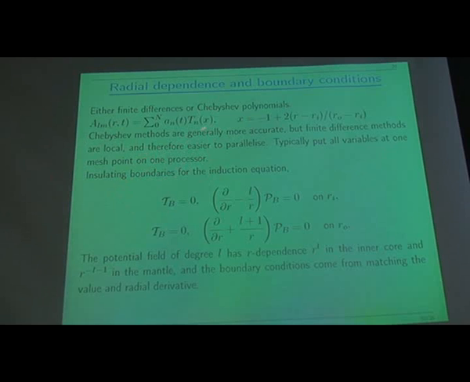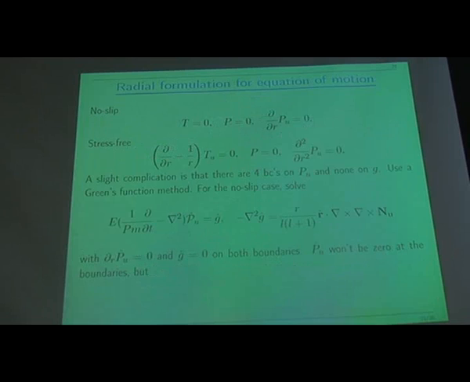So then the insulating boundary conditions, well, the boundary conditions come out really nice on the magnetic field because you've got to just match to an external potential, and that's very easy to do within the context of spherical harmonic expansions. And then there are no slip boundary conditions or stress-free boundary conditions. There's not a lot of difference from the point of view of complexity of these.